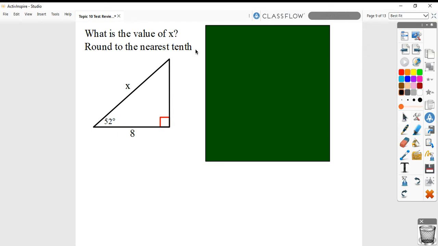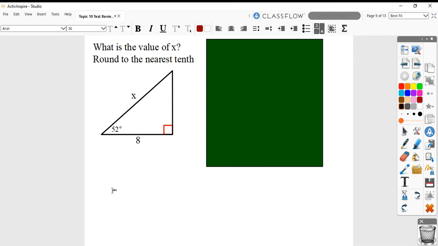All right, this next problem is more of the same stuff, but you're going to see something different about our process here in a minute, okay? So this time we have to look again at what's given to us, and we have to figure out which of the trig functions we are going to use.